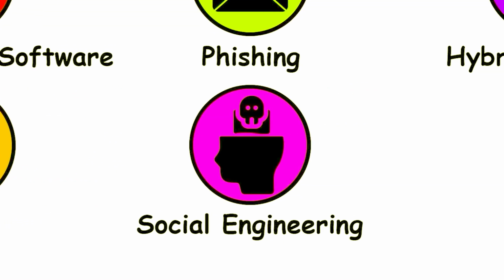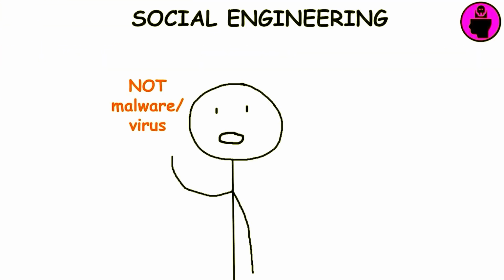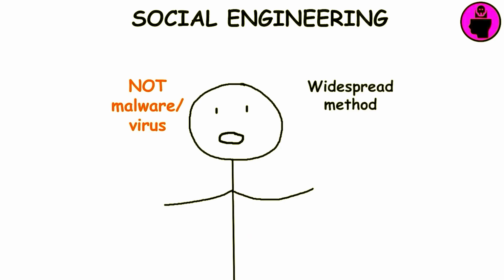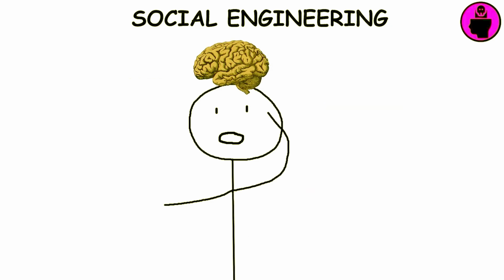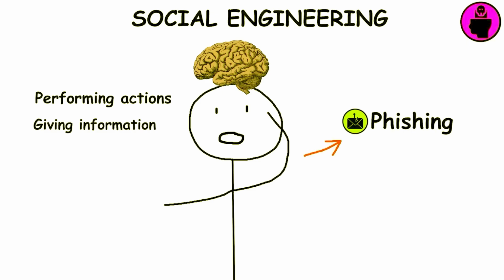Social engineering. This one isn't a technical malware or virus, but it's a very widespread method to install them or to gain confidential information without installing anything. It's the psychological manipulation of people into performing actions or divulging confidential information. Phishing is an example of social engineering.